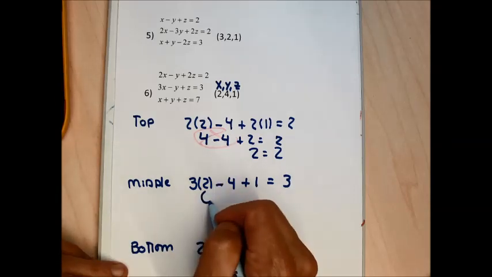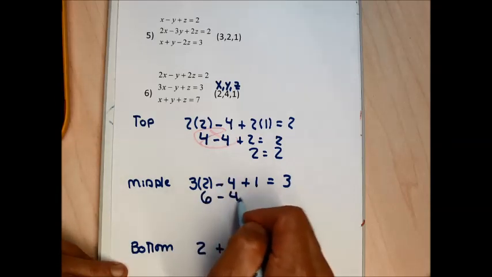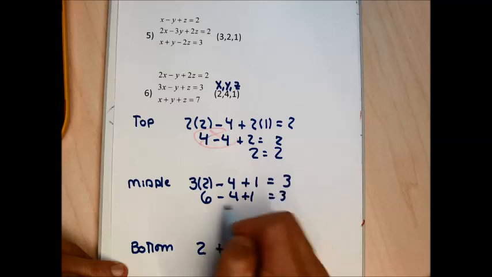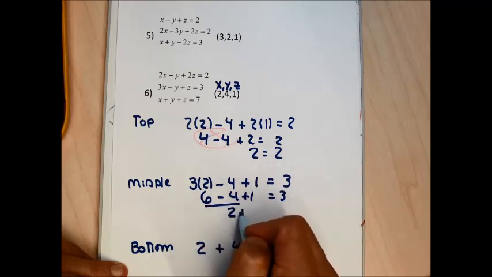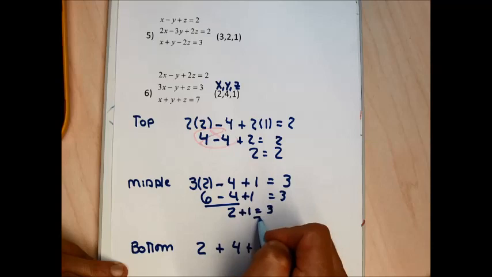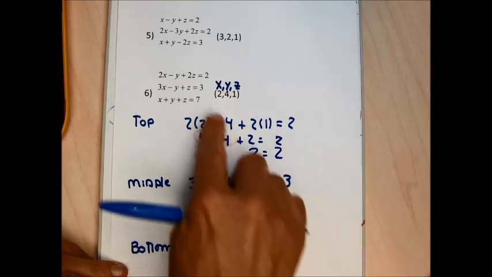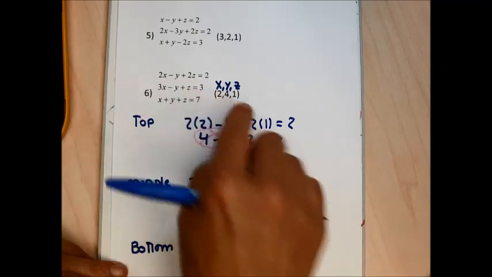The middle one, I get 6 minus 4 plus 1. And the 6 minus 4 comes out to be 2. And then 2 plus 1 is 3. So 2, 4, 1 is also a solution to the second equation because it gives a true statement.